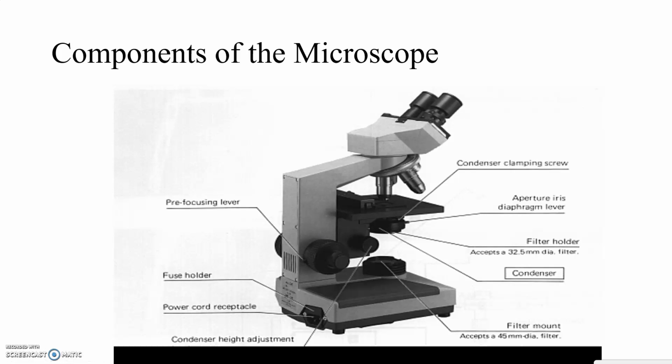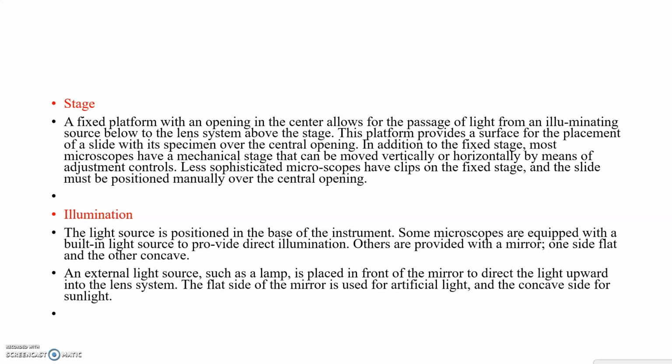I am not going into much detail. We have studied this in the previous year, so we can describe some parts. First is the stage. It is a fixed platform with an opening in the center, and it allows the passage of light from the illuminating source below to the lens system above the stage. This platform provides a surface for the placement of a slide with its specimen over the central opening. In addition to this fixed stage, most microscopes have a mechanical stage that can be moved vertically or horizontally by means of adjustment controls. Less sophisticated microscopes have clips on the fixed stage, and the slides must be positioned manually over the central opening.